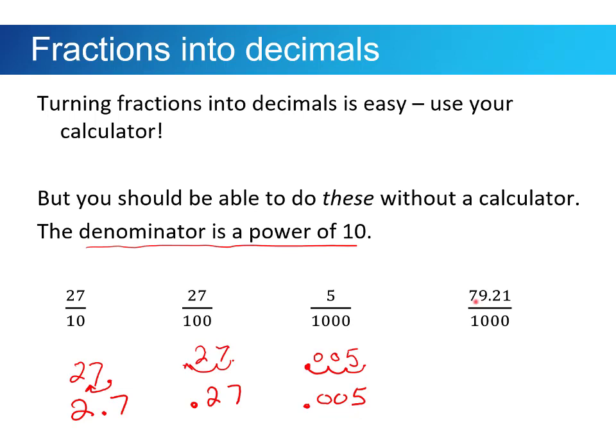And then how about this last one? In this case, I actually have a decimal point in the numerator, which is a little bit unusual, but that's okay, it's fine. I'm dividing by 1,000, which means I'll move the decimal point 3 places to the left. I move the decimal point 1 place to the left for every 0 that I see in the denominator. So let's see, I start with 79.21. It moves 3 places to the left, which means 1, 2, 3. I fill in that space with a 0, and I get 0.07921.